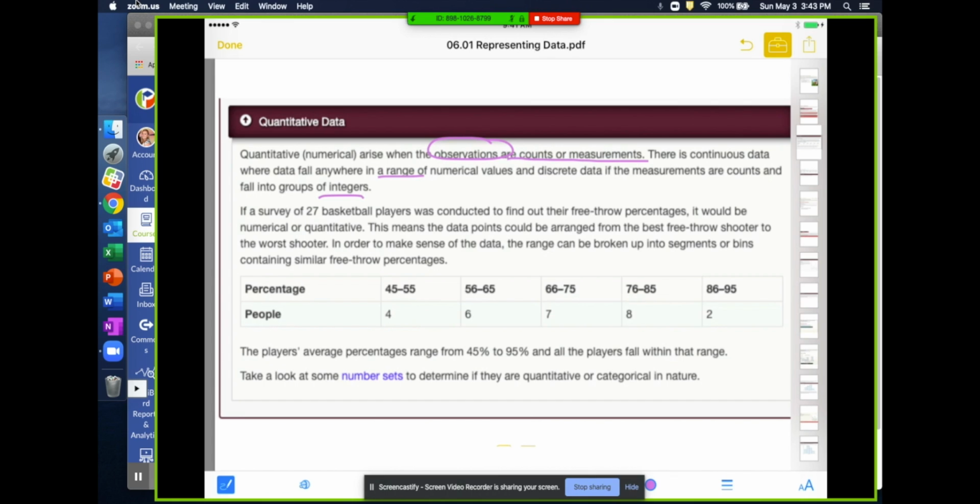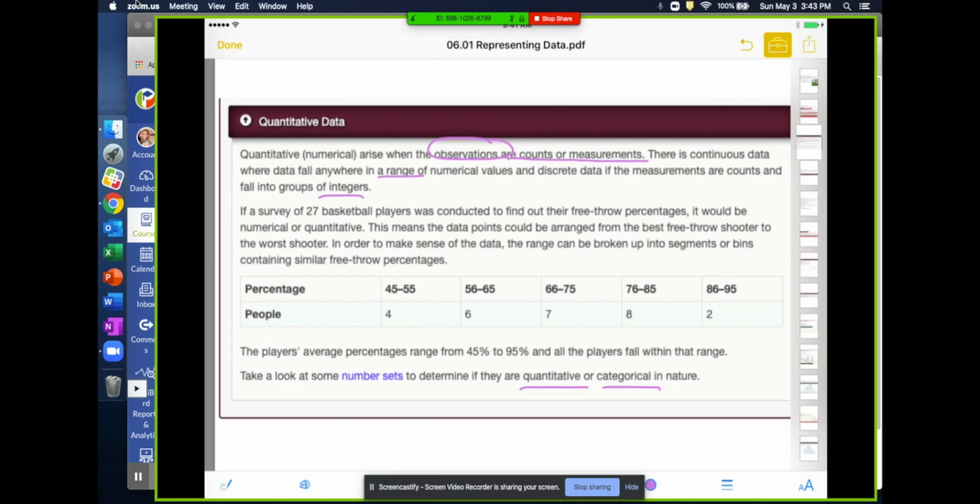It's not like I'm organizing it into awesome, good, bad, terrible. Those would be categories. This actually has numbers attached to it. So now that we talked about categorical and quantitative, we're going to take a look at some number sets to determine if they are quantitative or categorical in nature.